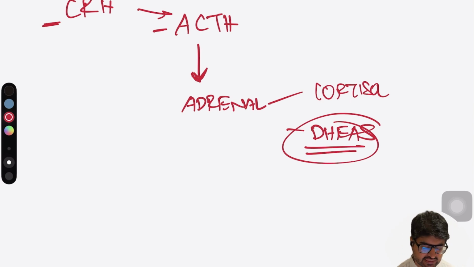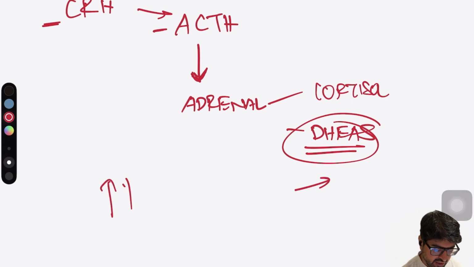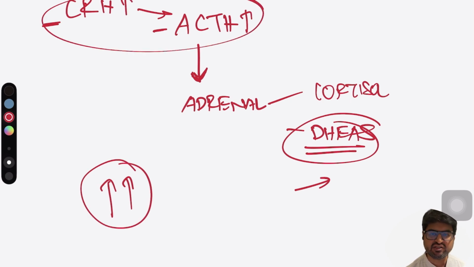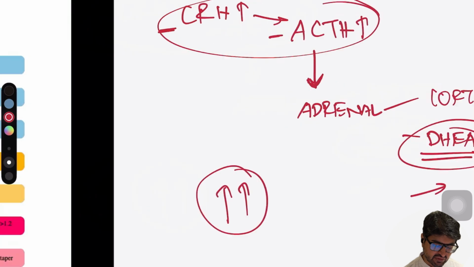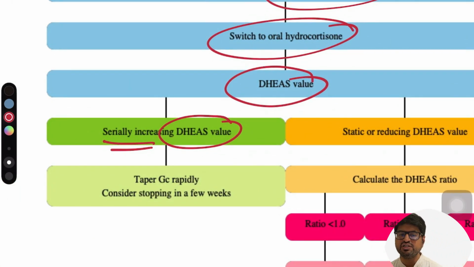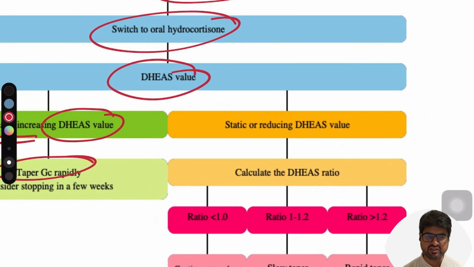If the patient is on steroids and the DHEAS value is increasing, what does it mean? It means that the ACTH axis upstairs is recovering. It's a very assuring sign. So when you have a patient on glucocorticoids and the DHEAS value is increasing, I often rapidly taper the glucocorticoids, because it gives me a lot of assurance that the patient's CRH and ACTH are doing well, and I taper very rapidly over a period of weeks.